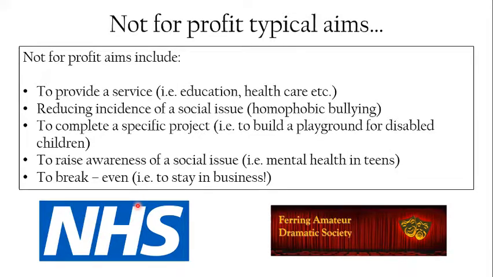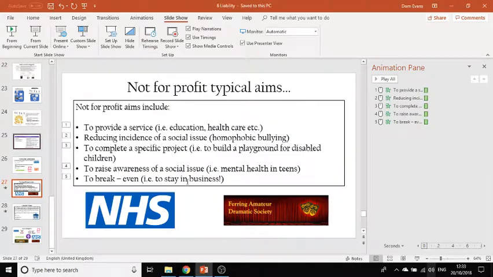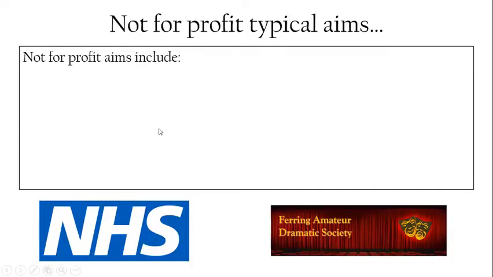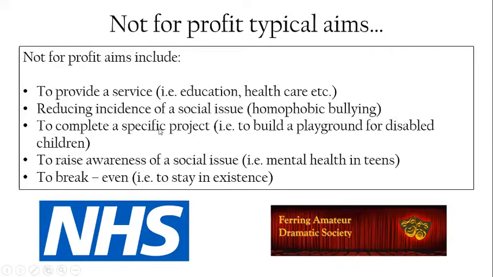Enough money to stay doing what they're doing. Okay, I keep on using the term business by mistake. Non-profit organisations are... stay in existence would be a better word. Non-profit organisations are not businesses. A business typically would aim to make a profit. These are organisations. So the NHS, an amateur dramatic society, these are non-profits with typical non-profit aims.